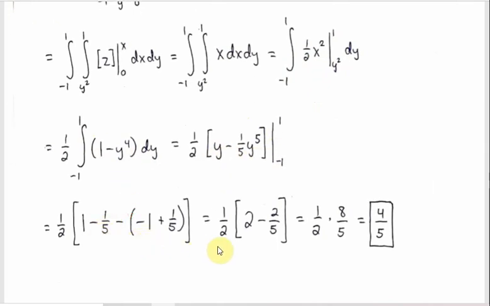And you end up with 1/2 times the quantity 2 minus 2/5, right? So you're going to get a 1 plus 1 and then a minus 1/5, another minus 1/5. So that's 8/5 inside the brackets, multiplied by 1/2, you get 4/5. All right, so that finally is the end of 15.5.